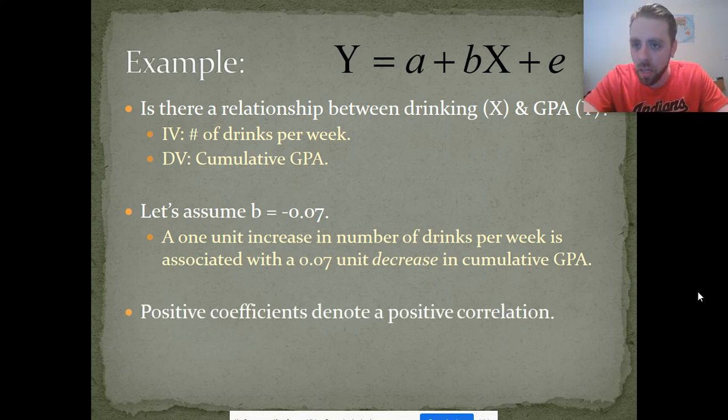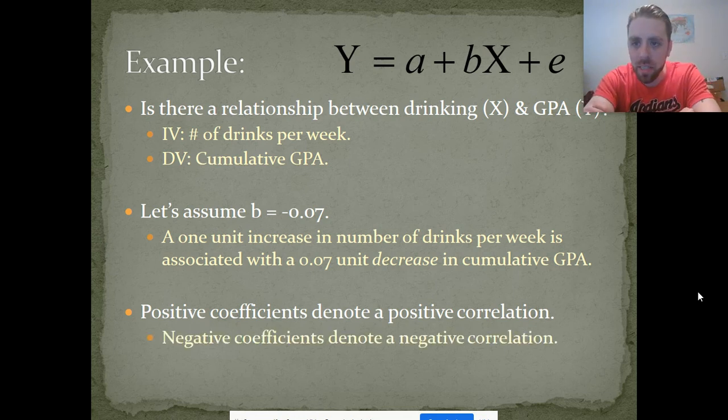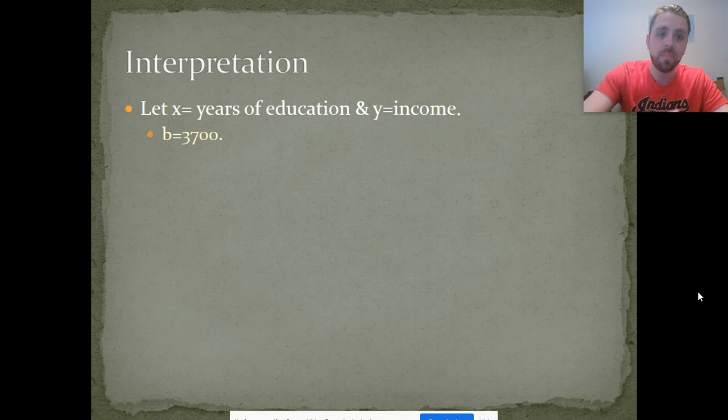So pay very close attention to this. A positive coefficient for B denotes a positive correlation, and a negative coefficient denotes a negative correlation. Nothing more complicated than that. This is something that takes time and mental energy to master, but when it clicks, I do think it really clicks. All right, one more example, and then we will move on in our next lesson to actually calculating this.